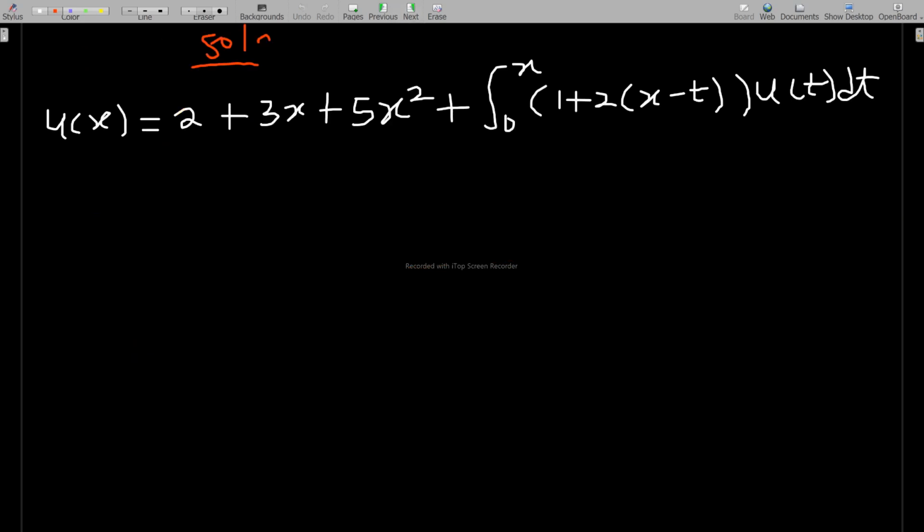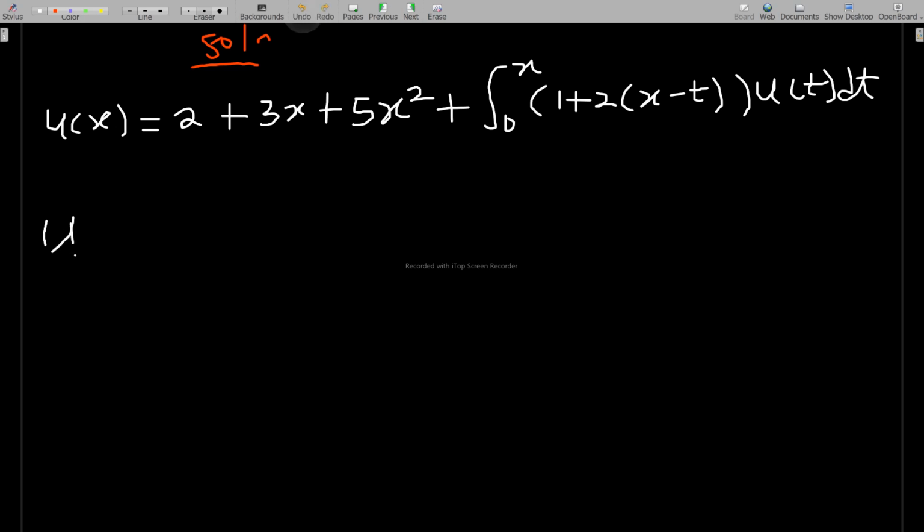To convert this to a differential equation, quickly we have to differentiate the whole of the equation, so differentiate everything here with respect to x. When we differentiate u of x with respect to x, we don't know u yet, so we have u prime of x, or simply u prime.